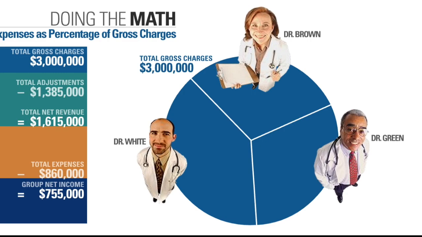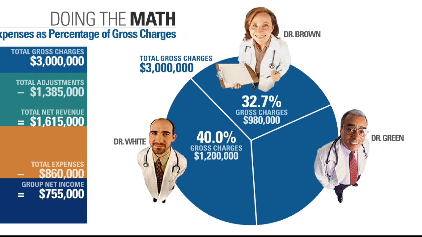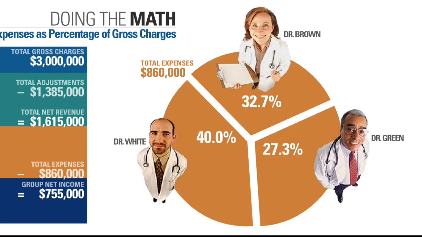Remember that total practice gross charges equals $3 million. Dr. White, whose gross charges equaled $1,200,000, was responsible for 40% of that amount. Dr. Brown, whose gross charges amounted to $980,000, was responsible for 32.7%. Dr. Green, whose gross charges equaled $820,000, accounted for 27.3% of the total gross charges of the practice. We then use these percentages of gross charges to determine how much of the practice's expenses will be allocated to each physician, which in turn directly affects the personal income of each of them.